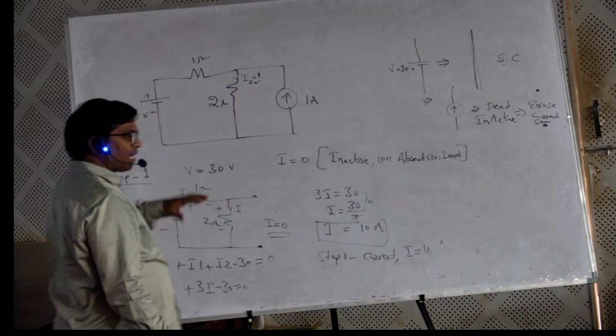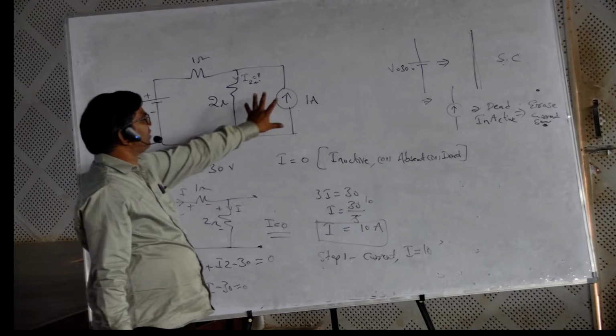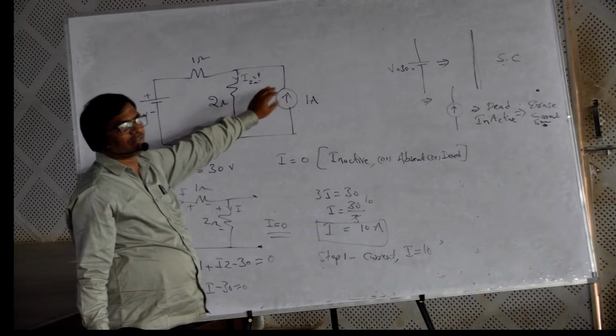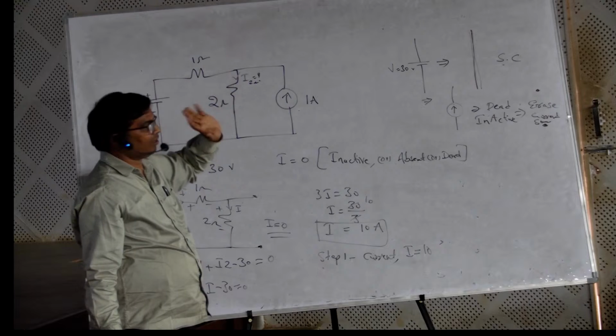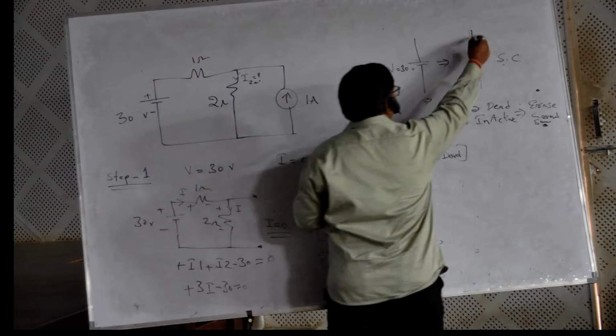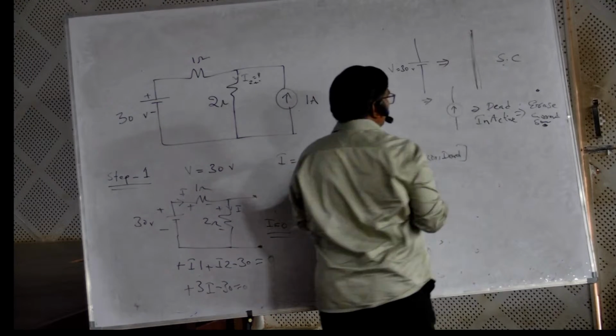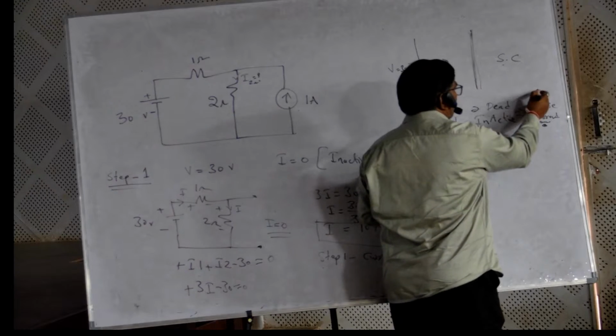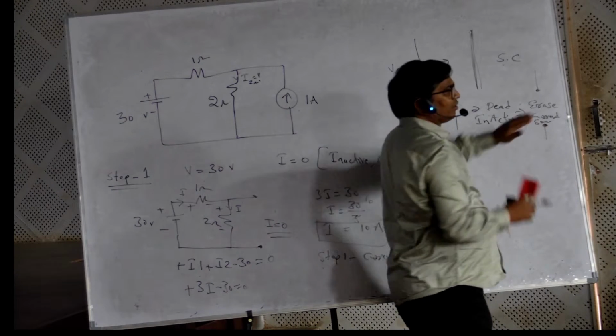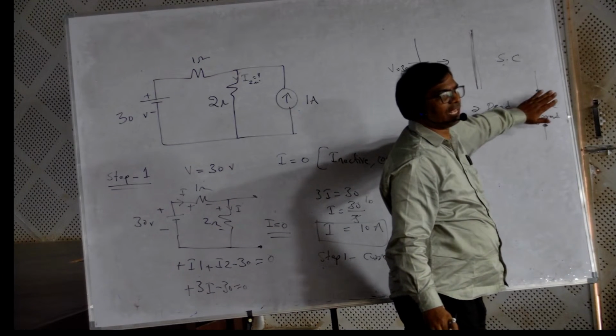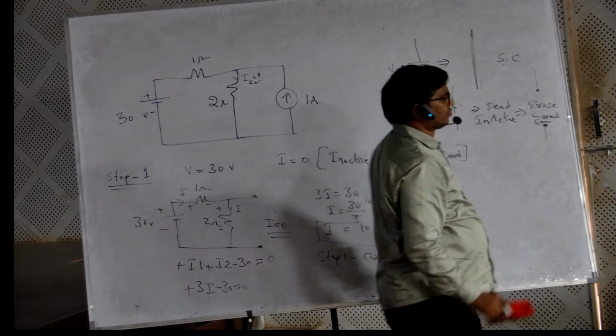In the previous problem also we did the same, but there was a voltage source. What did we do? We short circuited it. Like this we have done, the voltage source is short circuited. If a current source is there, you have to erase it. It is not visible, erase.